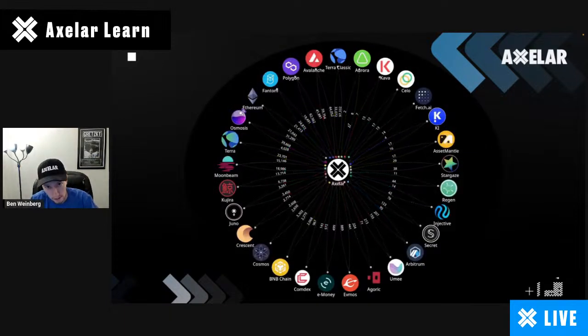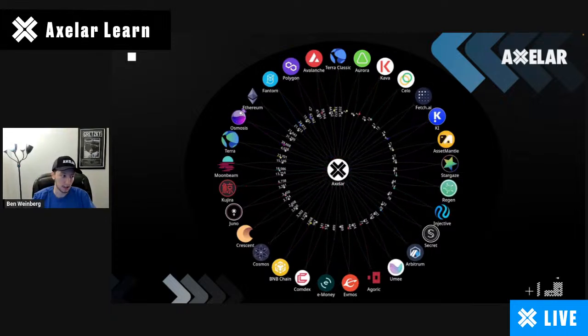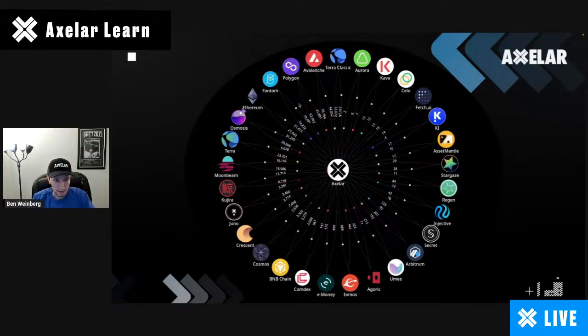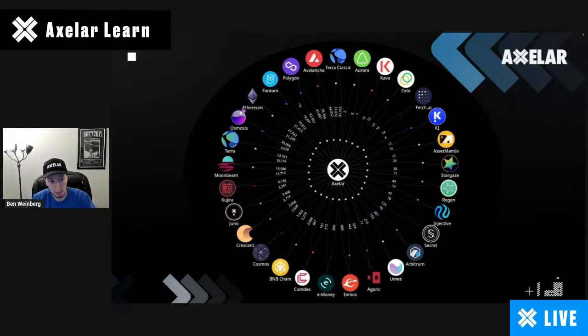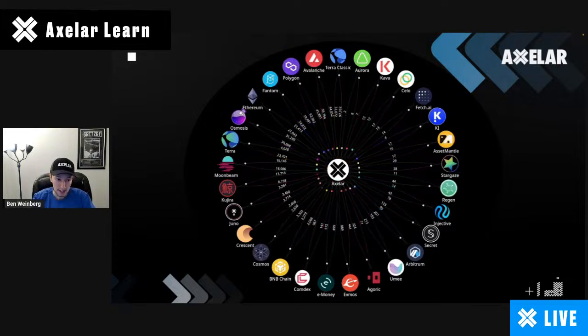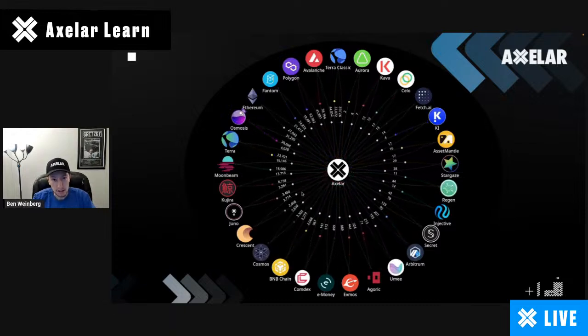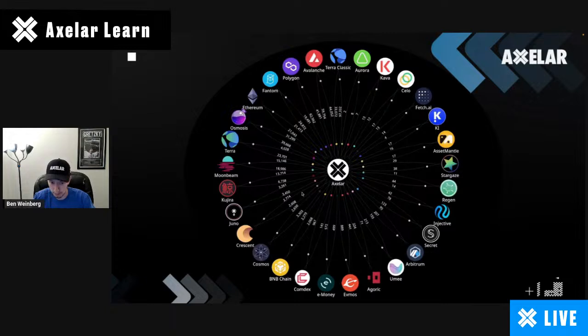And I want to explain this by looking at some of the chains that we have connected to Axelar. So let's look at the top left corner here. We have chains like Ethereum, Polygon, Avalanche, Fantom. These are chains that are running the Ethereum virtual machine powered by proof of stake. We also have chains like Osmosis, Juno, the Cosmos Hub. These are chains coming from the Cosmos ecosystem that are built on top of the Cosmos SDK with CometBFT.